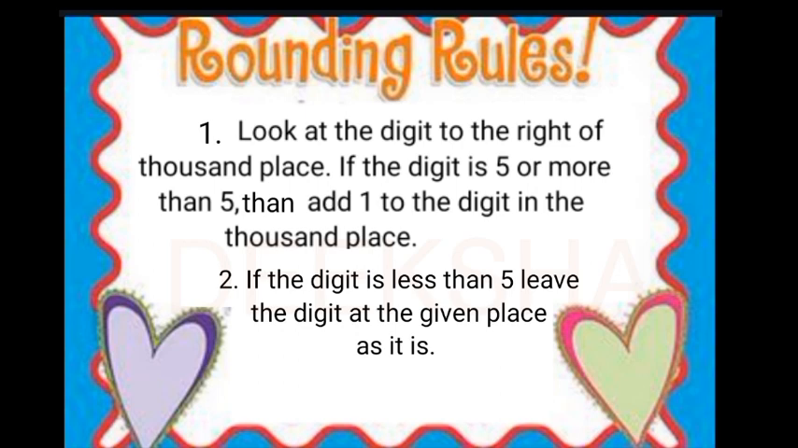So students, to round off numbers easily, remember these two points and it would be easy for you to get the estimated value. If the digit to the right of the given place is 5 or more than 5, then add 1 to the given place. Second, if the digit is less than 5, leave the digit in the given place as it is. Okay? So students, today you have learned how you can round off any number to the given place.